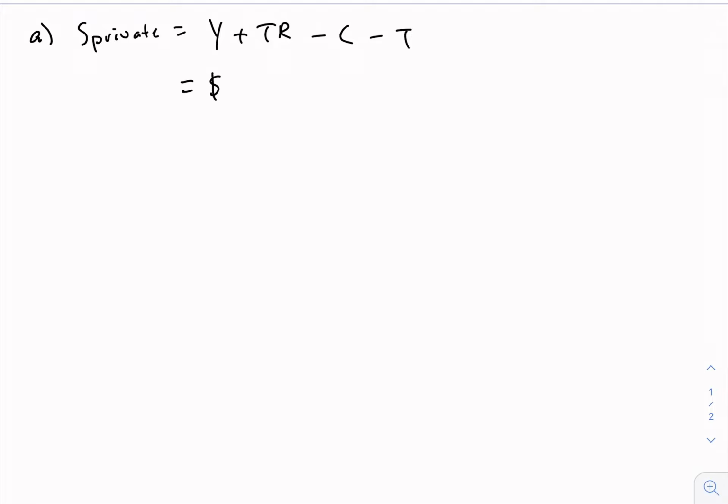When you plug all of the numbers into this expression, you get that total private savings is equal to $1 trillion.